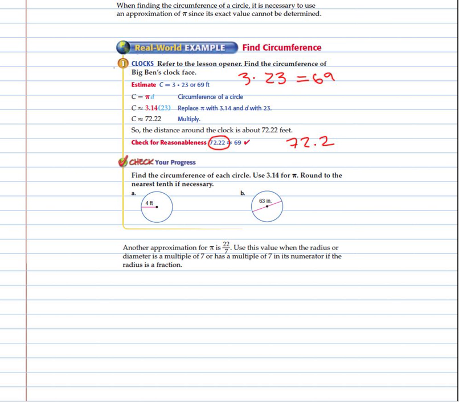Find the circumference of each circle. Use 3.14 for pi. Round to the nearest tenth if necessary. So, for example A, because we have radius, we're going to do circumference equals 2 pi r. So that's 2 times pi, which we're going to write as 3.14, times our radius, which is 4. Which gives us a circumference of 25.12, and that's feet, which we would then round to 25.1 feet.